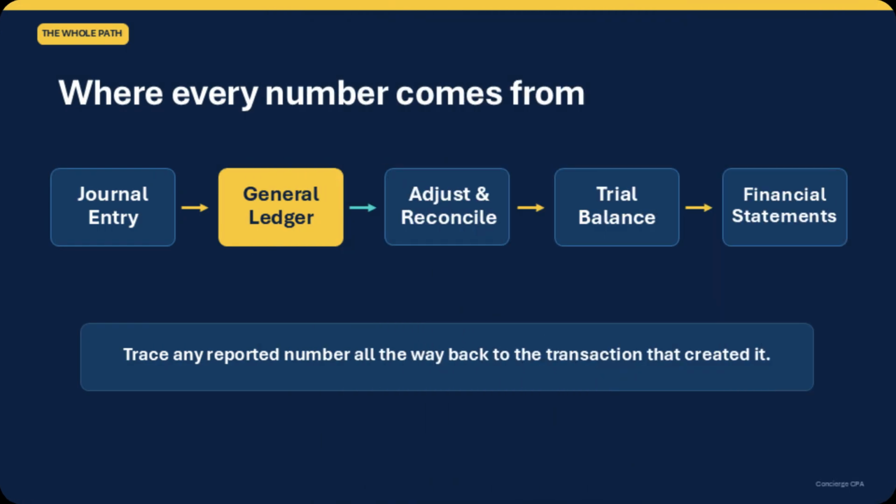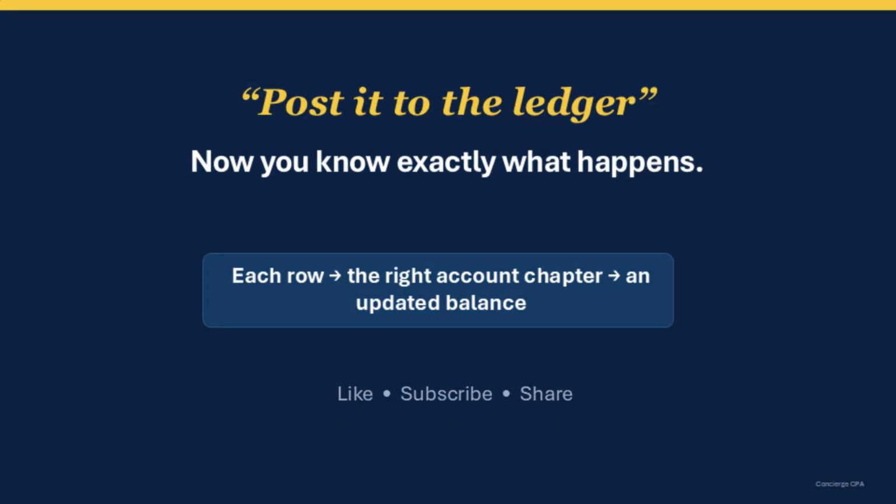So the flow is: journal entries are posted to the general ledger. The accounts are adjusted and reconciled. The ending balances are brought together in the trial balance, and the trial balance becomes the basis for the financial statements. So the next time your textbook says "posted to the ledger," you'll know exactly what is happening.